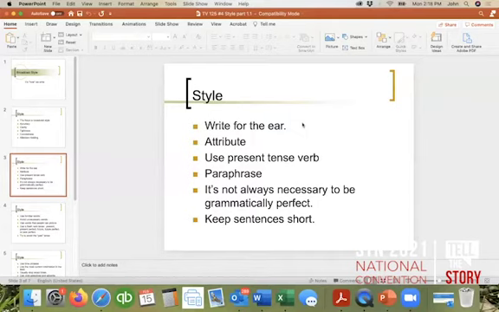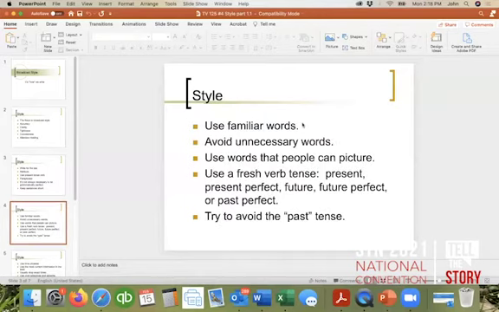It's not always necessary to be grammatically perfect. So I wouldn't script, with whom are you speaking? I'd say, who are you talking about? See, so you can be conversational in that way. Keep sentences short, 10 to 12 words. If you feel that comma coming on, make it 2 sentences.